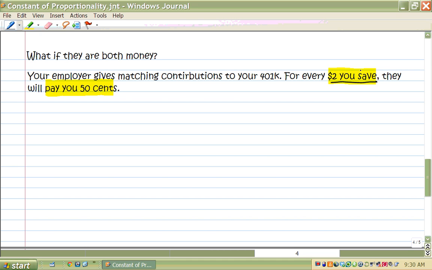Hopefully you realize that this one right here is independent. It's completely up to you whether or not you put money away. But how much they pay you will completely depend on how much you put away. So when you're setting this up, you would do 0.5 for 50 cents. That's your dependent divided by the $2, which is your independent. Again, what they pay you depends on what you save. When you do this division, you get 0.25 as your constant.